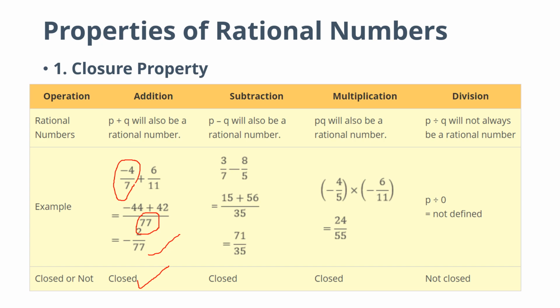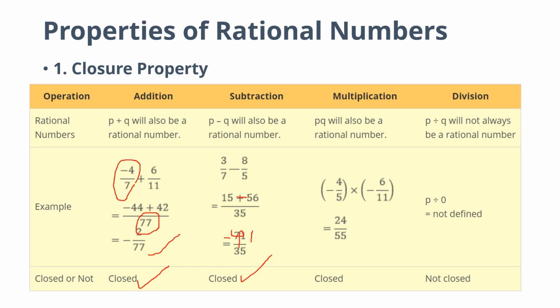Now let us take an example for subtraction. When you take 3 by 7 and 8 by 5 and apply the operation of subtraction, you get 15 minus 56, that is minus 41 upon 35, which is again a rational number, so it is closed under subtraction also.